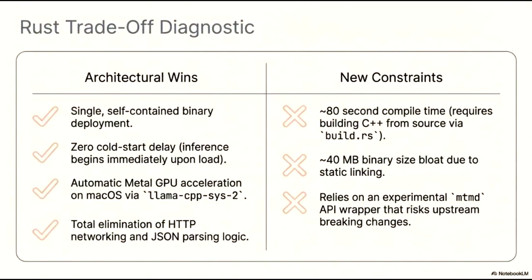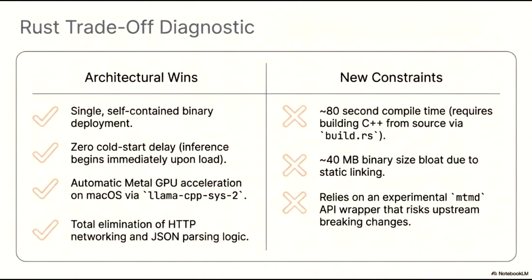When evaluating our shift to Rust for this implementation, we have identified several significant architectural wins alongside a new set of constraints. On the positive side, we now achieve a single self-contained binary deployment, which greatly simplifies our delivery pipeline. Inference begins immediately upon load with zero cold start delay, and we leverage automatic Metal GPU acceleration on macOS through the Llama CPP Sys2 crate. Furthermore, we have completely eliminated the overhead of HTTP networking and complex JSON parsing logic.